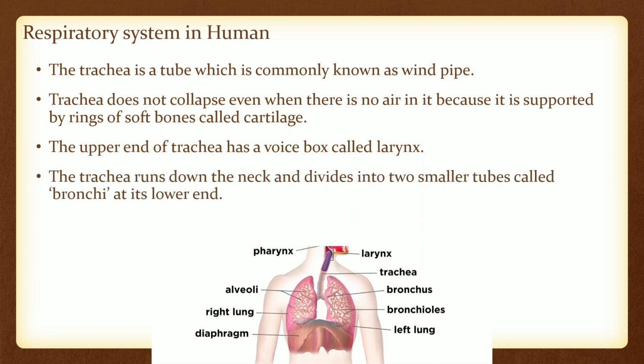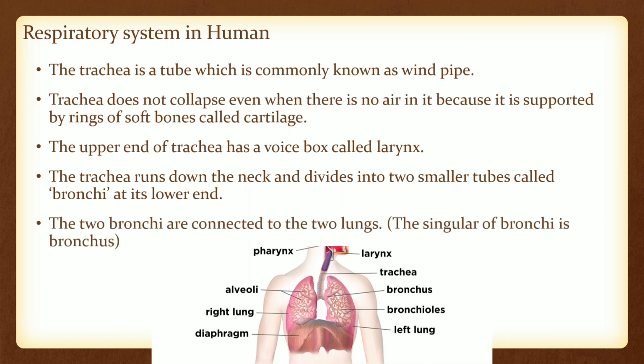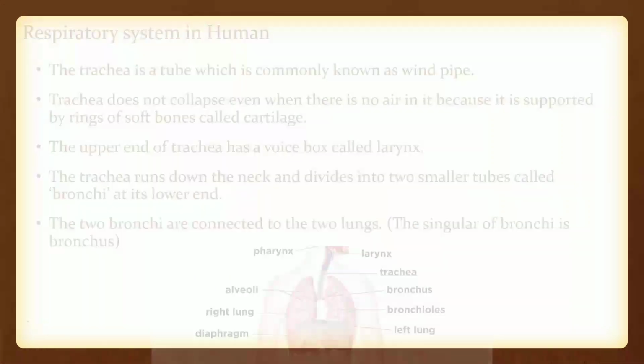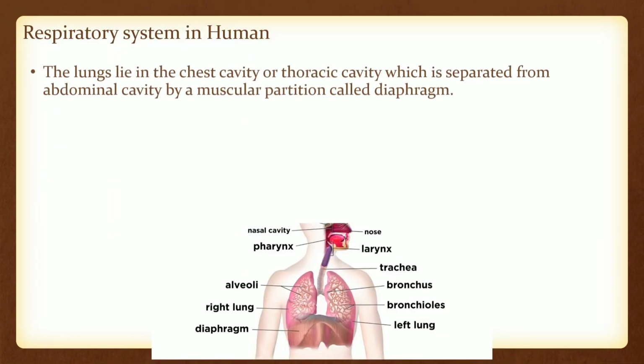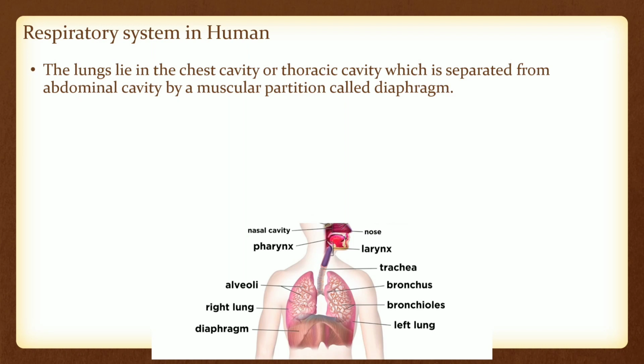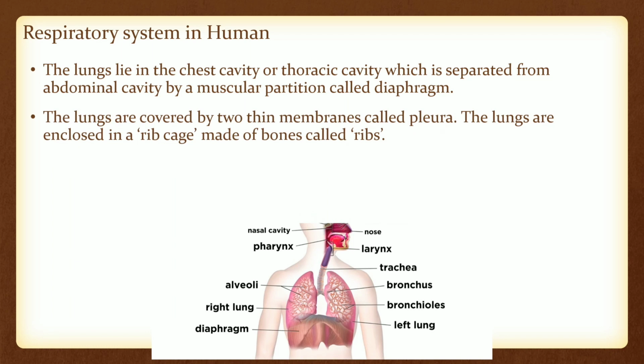The trachea runs down the neck and divides into two smaller tubes called bronchi at its lower end. The two bronchi are connected to the two lungs. The lungs lie in the chest cavity or thoracic cavity, which is separated from abdominal cavity by a muscular partition called diaphragm. The lungs are covered by two thin membranes called pleura. The lungs are enclosed in a rib cage made of bones called ribs.